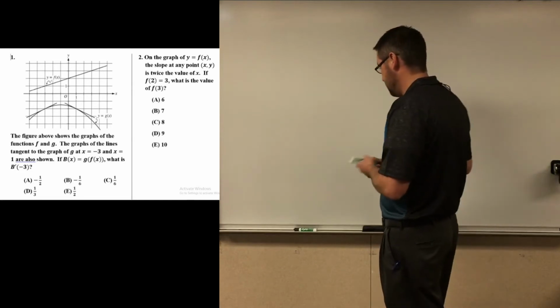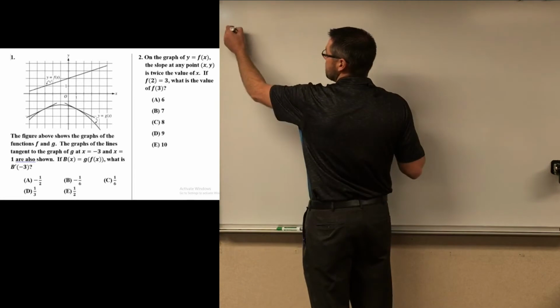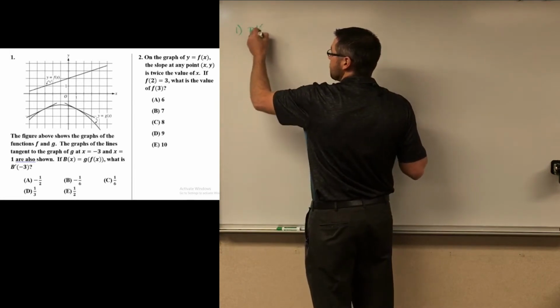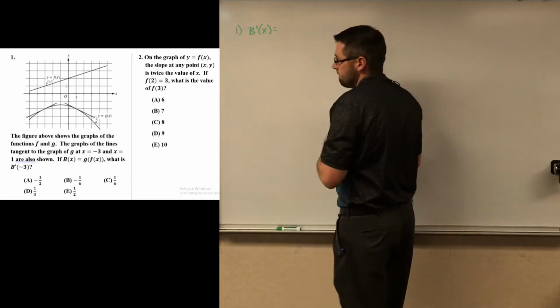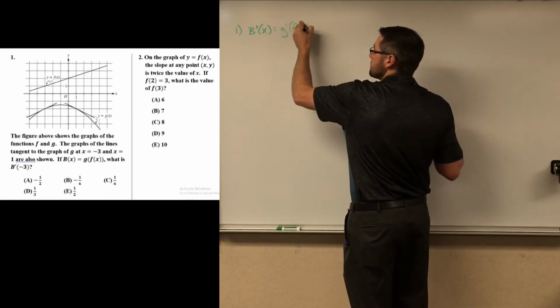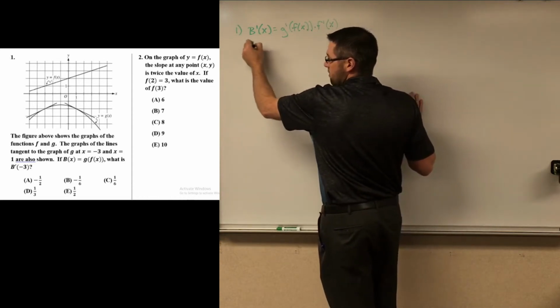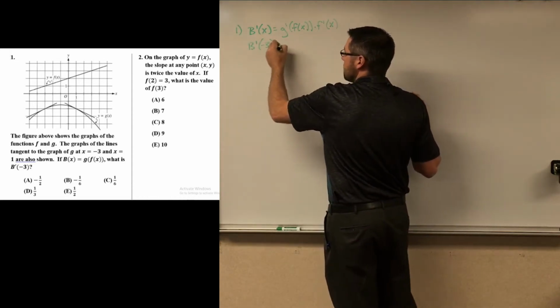All right, number one, we're looking for b prime of negative 3. So I got to take b prime of x first. What's b prime of x? G prime of f of x times f prime of x. And then we need to figure out what b prime of negative 3 is. So we're going to plug in negative 3.